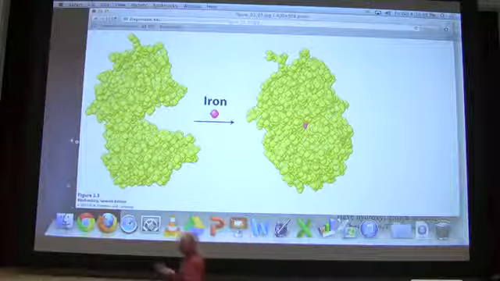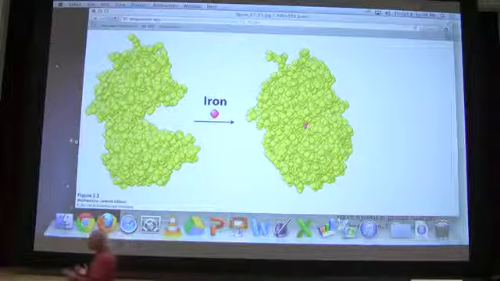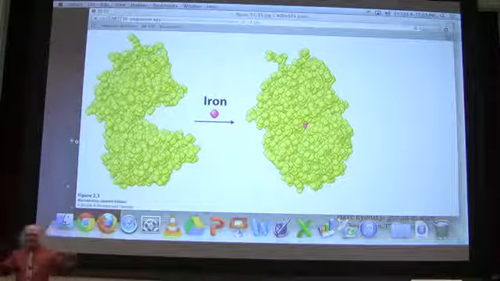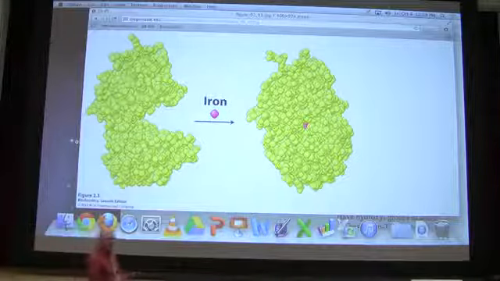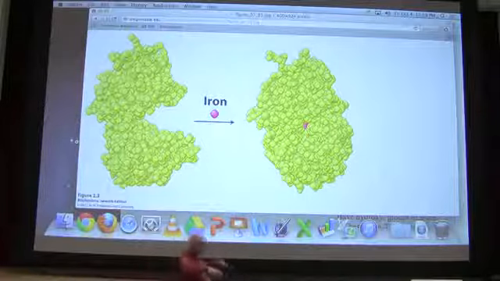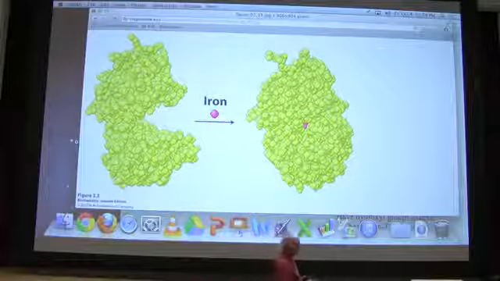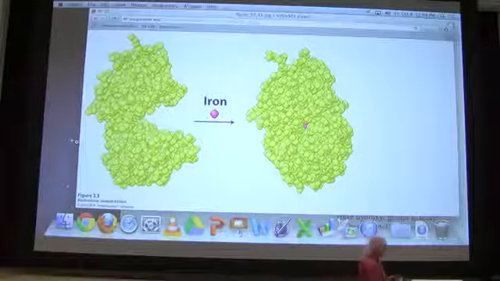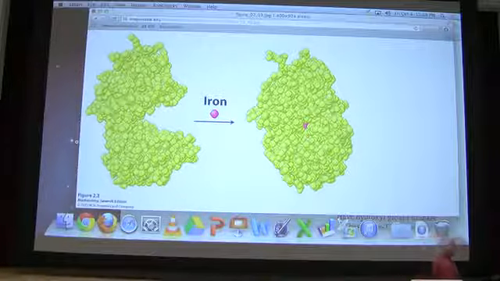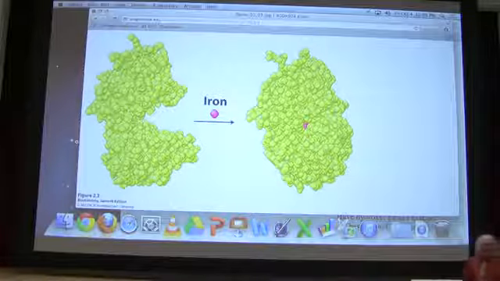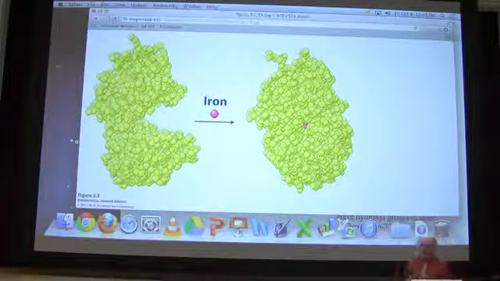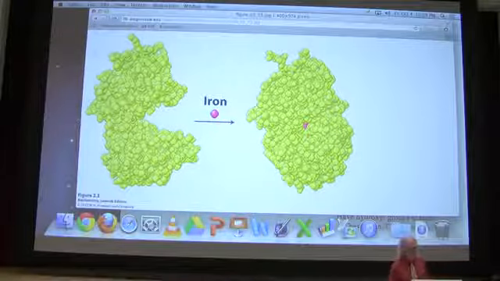The protein couldn't do that if it wasn't flexible. And flexibility turns out to be absolutely essential for protein function. Proteins are not rigid things. That'll become very, very obvious when we talk about enzymes in a bit. Okay? Enzymes do magical things, and the magic comes about because enzymes are flexible.